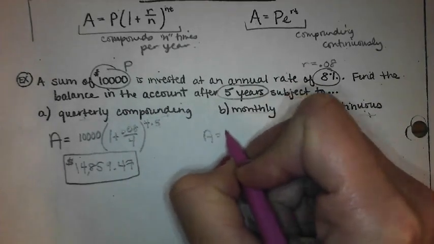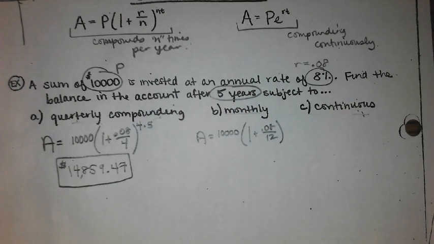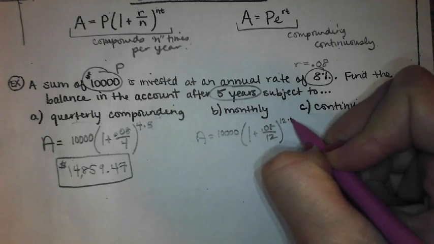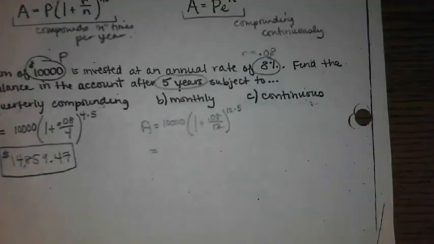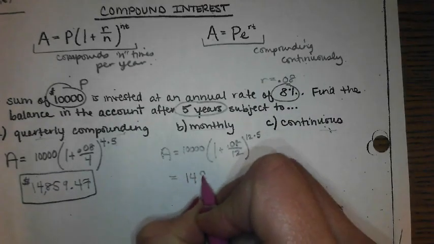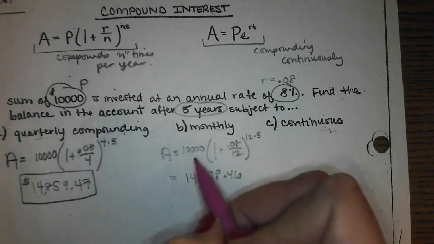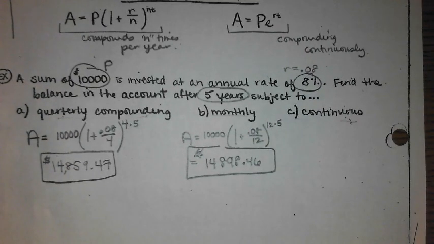Part B for monthly. We're going to split our 8% up into 12 parts, which is going to be a smaller percentage each time, but we're now going to do it 12 times 5, which is 60 times over the 5-year period. So your final amount in that case, if I just divide by 12 and raise it to the 60th power, I get $14,898.46 if I'm going to the nearest 100th. So not much more, but a little bit more, right? $38, $39 more.